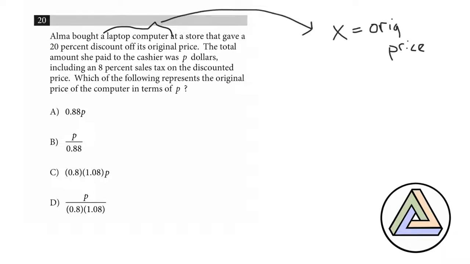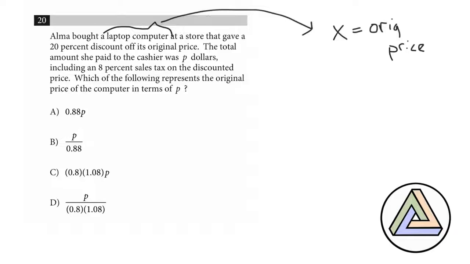And then there was apparently 20% taken off of that. But she then paid P dollars to the cashier, and part of that money she paid to the cashier had 8% sales tax included, right? So, which of the following represents the original price X in terms of P?